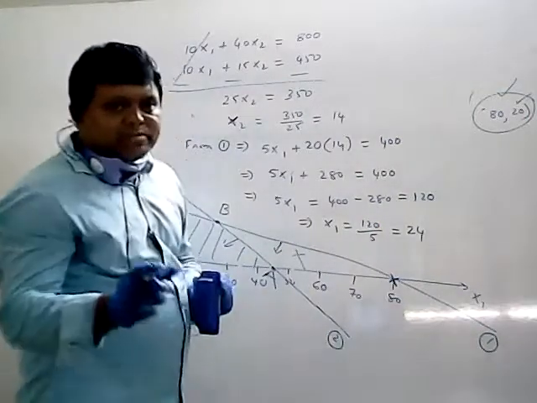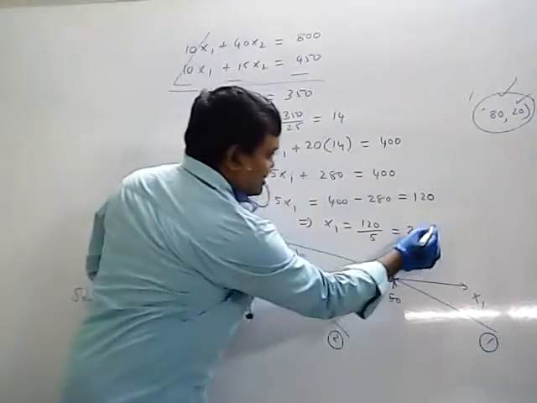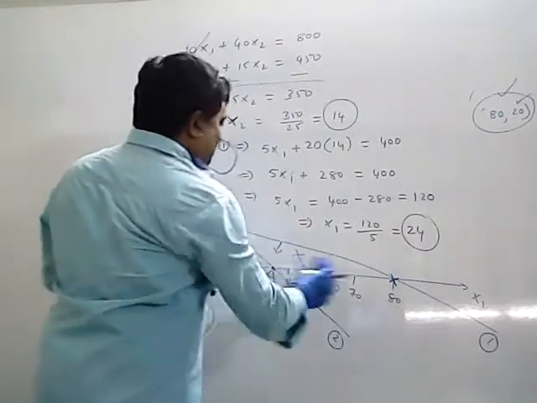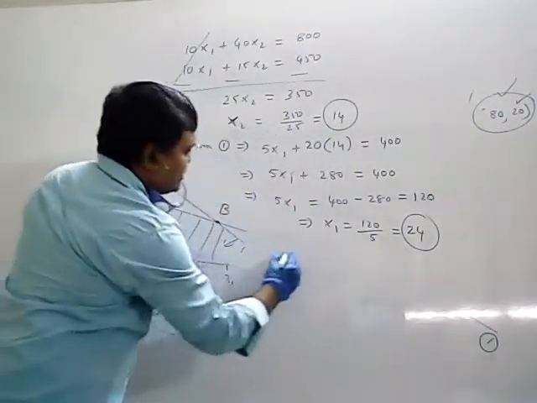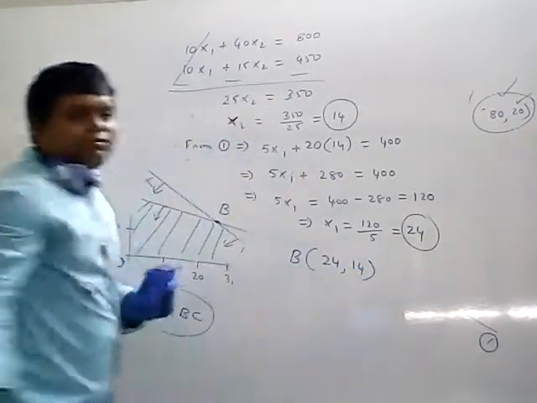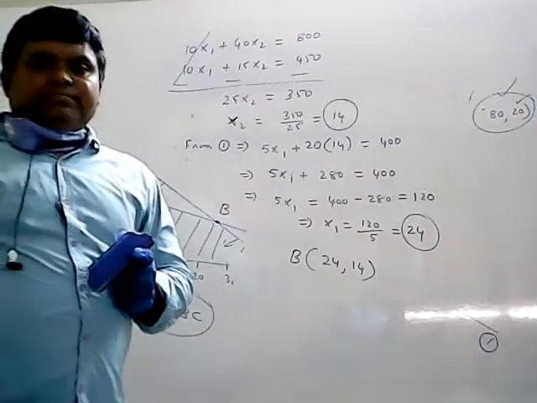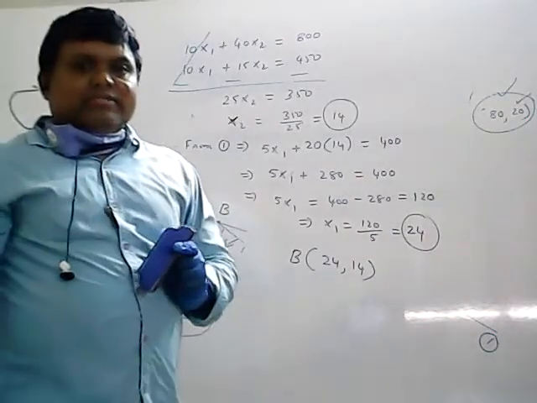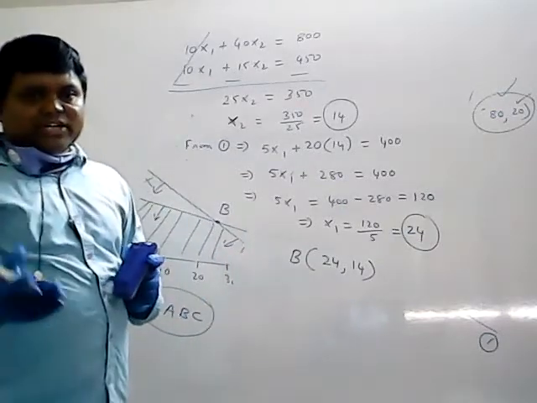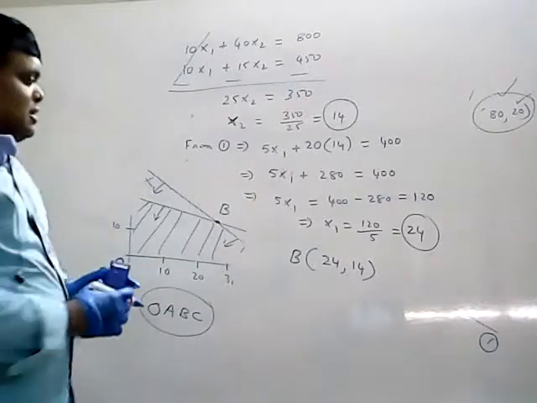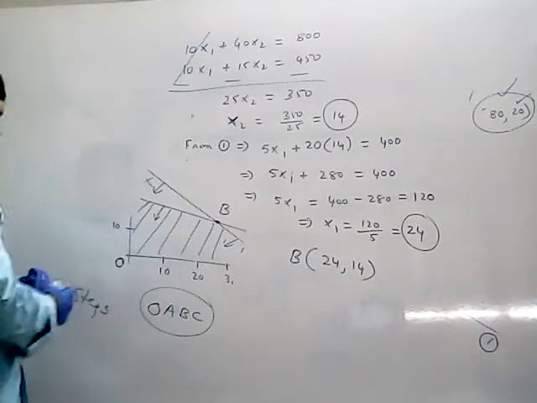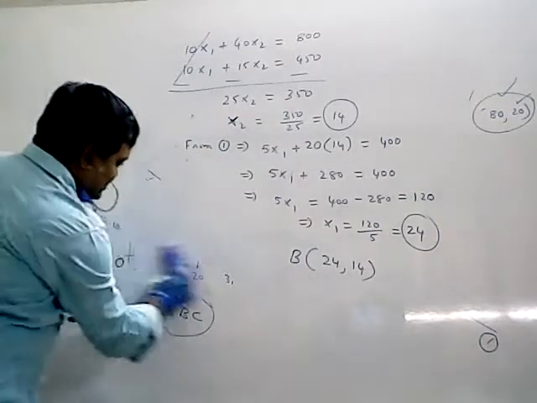A point can always be written as x1 comma x2. x1 value is 24 and x2 value is 14. Therefore, the B point is 24 comma 14. Now how many corner points are there in the feasible region? O point is completed, 0 comma 0. A point is completed, 45 comma 0. B point is completed. The last one is the C point, right?